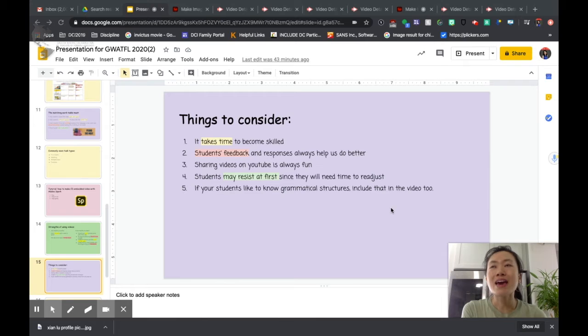It doesn't mean that this approach has nothing for us to worry about, especially for the students and teachers who are thinking about trying it for the very first time. There are more things for us to consider. The first thing you need to consider is that it takes time to become skilled.